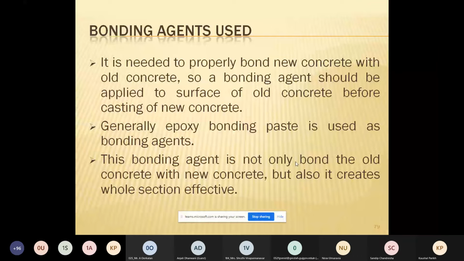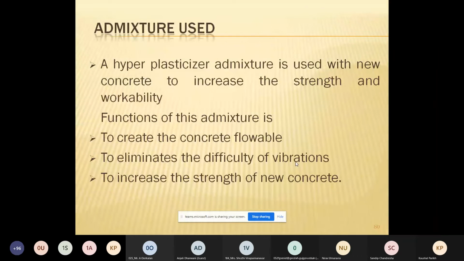Admixture used. Here, a superplasticizer admixture is used with the new concrete to increase the strength and workability. The function of the admixture is to make the concrete flowable, to eliminate the difficulty of vibration, and to increase the strength of the new concrete.